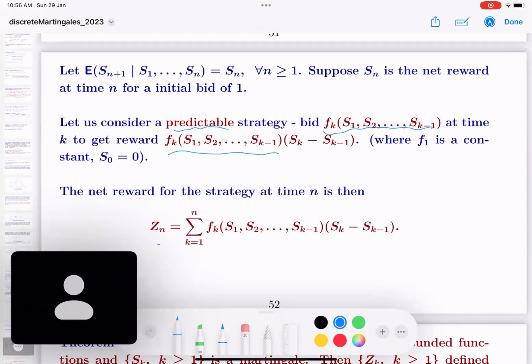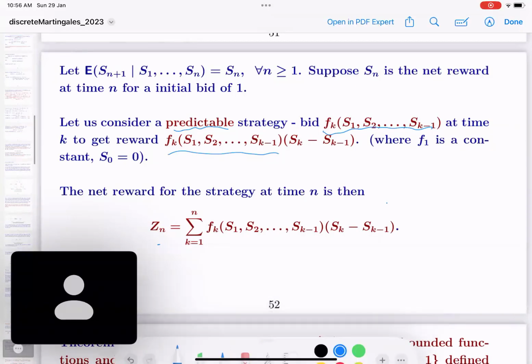Someone has a question actually. Let's see if I can see what the question is. Is Sn a random process? Yeah, what is the question? I can't see. Is Sn a random process? Yeah.